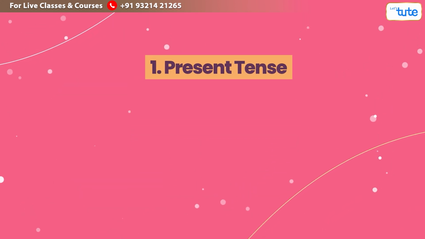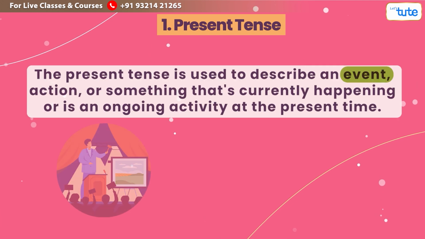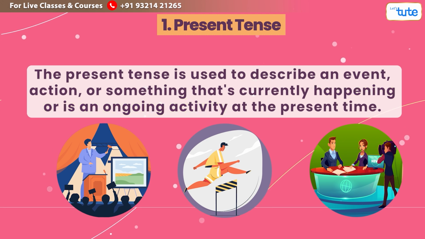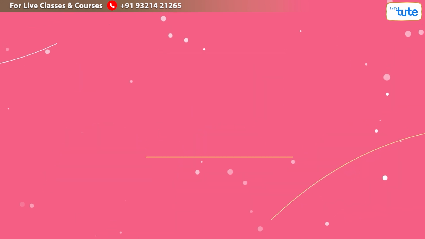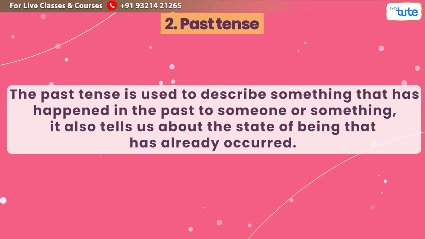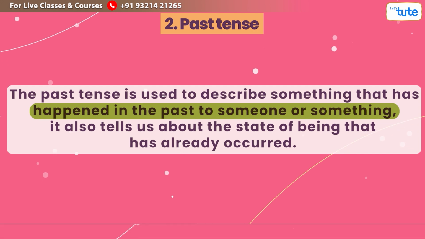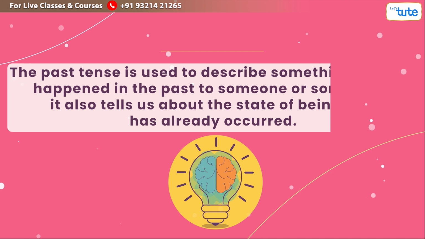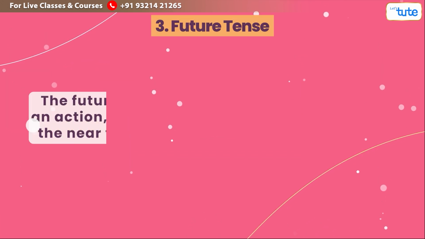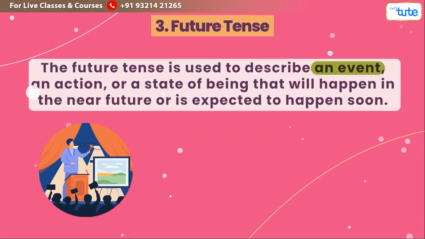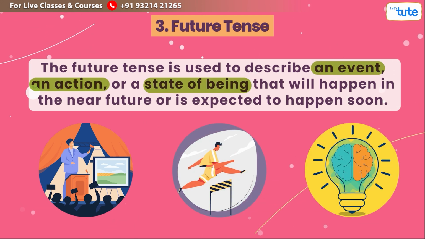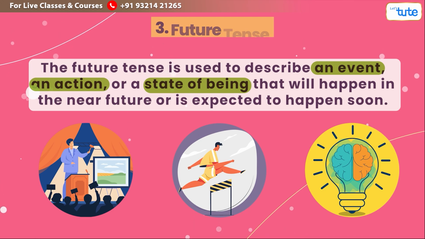First, present tense. The present tense is used to describe an event, action, or something that's currently happening or is an ongoing activity at the present time. Second, past tense. The past tense is used to describe something that has happened in the past to someone or something. It also tells us about the state of being that has already occurred. Third, future tense. The future tense is used to describe an event, an action, or a state of being that will happen in the near future or is expected to happen soon.